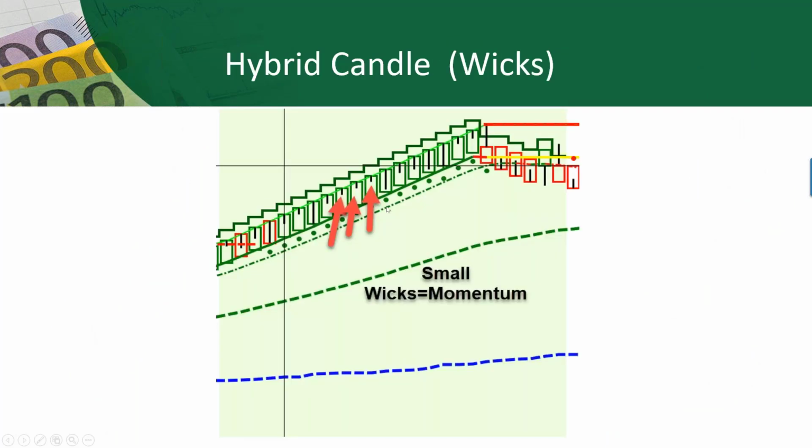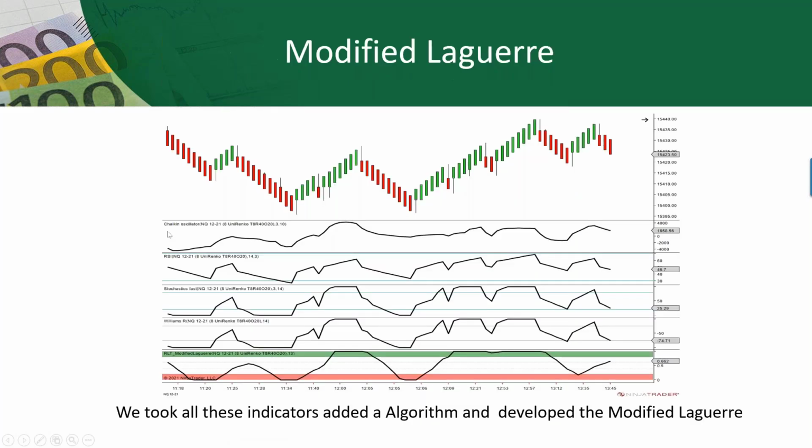And since our candles we use Uniranko bars, and we have the wicks inside these bars. So when you have small wicks that start from the open of the previous candle, that's a momentum burst. When you have a long wick, that's a pullback candle. And we use those pullback candles to our advantage.